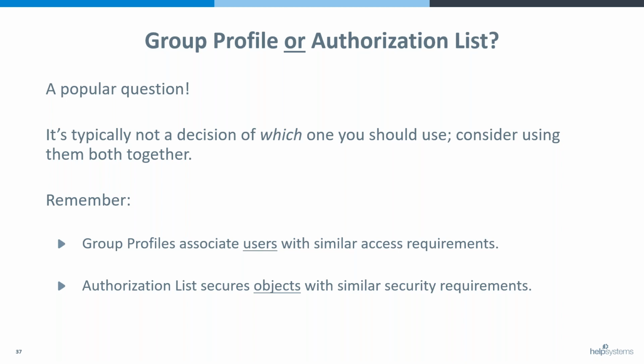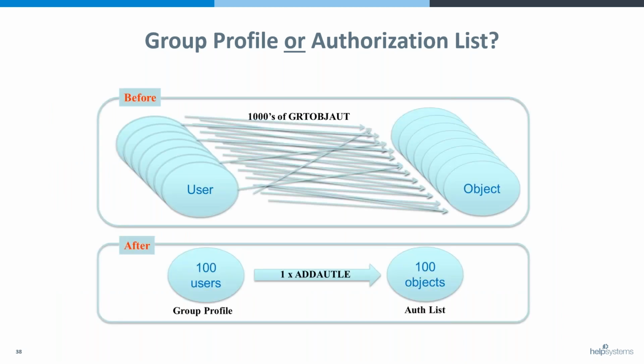As a recap, a group profile is designed to associate users that have similar security requirements, so all of the users in an order entry department or a part of human resources. An authorization list is also an organizational mechanism, but it's designed to secure objects that have similar security requirements, such as all of the objects in an order entry system or all of the files in a payroll system.